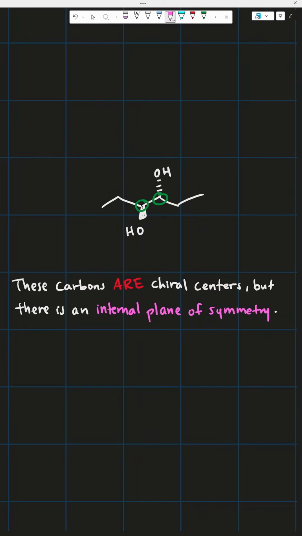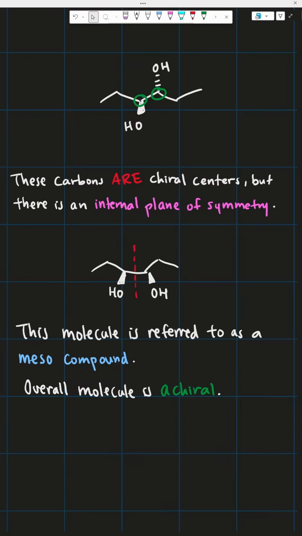In B, the circled carbons are chiral centers because there are 4 different substituents, but there is an internal plane of symmetry. We can see this more clearly if we rotate the bond between the 2 OH groups to get this. Here we can clearly see that there is a plane of symmetry. This type of molecule is referred to as a meso compound, because despite there being chiral centers, the overall molecule is achiral because of the internal plane of symmetry.